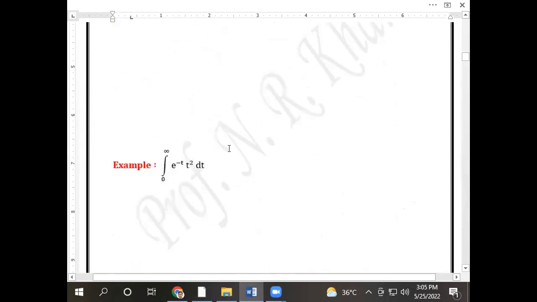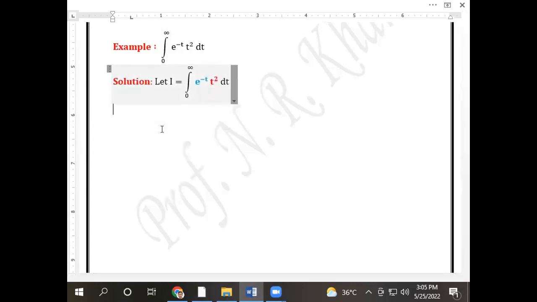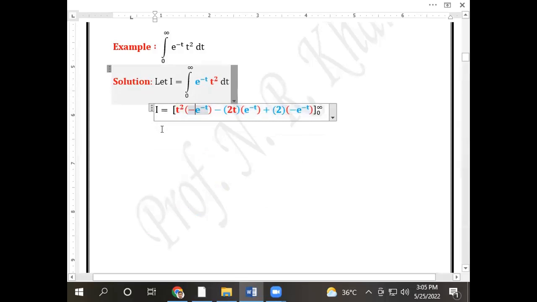then according to the generalized theorem of integration, we just take the integration. This is the first step. We just assume the given term equal to I. t square remains as it is, and we keep taking the derivative of t square until we get 0. In the first term, t square remains as it is. In the second term, the derivative of t square is 2t. And again, the derivative of 2t is 2.